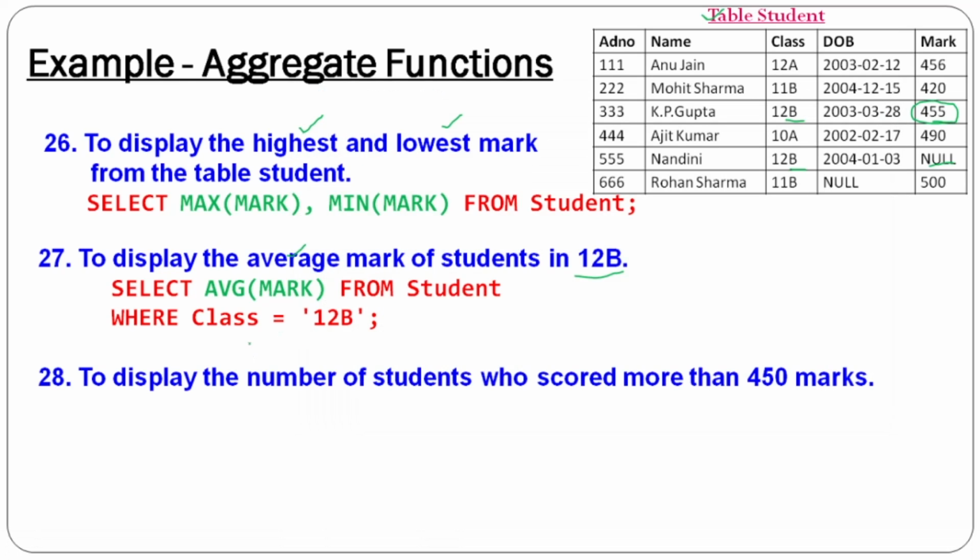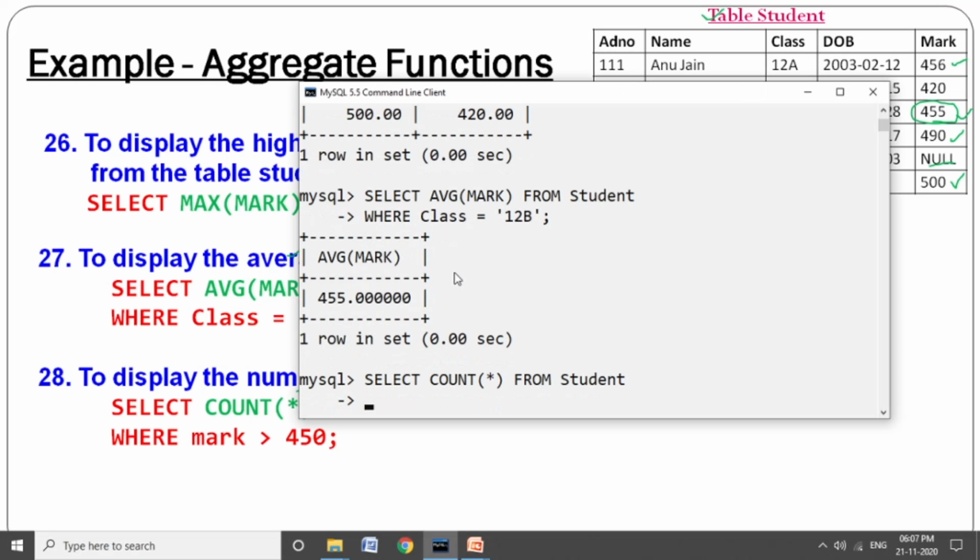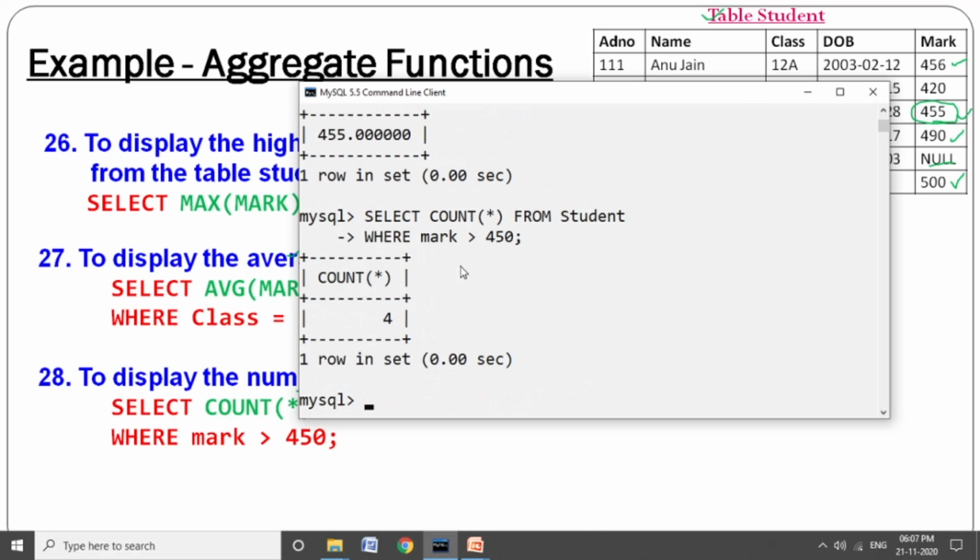The next question is to display the number of students who scored more than 450 marks. To display the number of students, we have to use the COUNT function. Looking in the table, we can see there are 1, 2, 3 and 4 students who scored greater than 450. The query will be SELECT COUNT(*) FROM student WHERE mark > 450. I will show the output. The output will be 4.